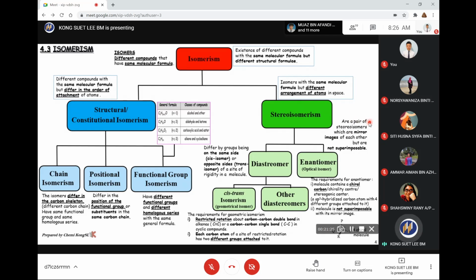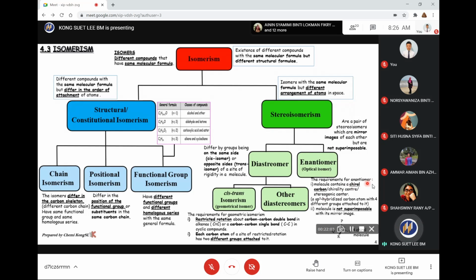Enantiomer is a pair of stereoisomers which are mirror images, macam pantulan cermin, of each other but are not superimposable. Okay, so if you look at my video, I did tell you what is superimposable. If you take out both your hands, impossible that they will be attached, can be matched exactly. Okay, tak boleh bertindih dengan tepat. So this one is not superimposable.